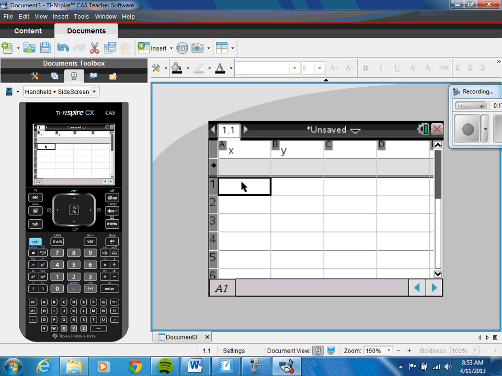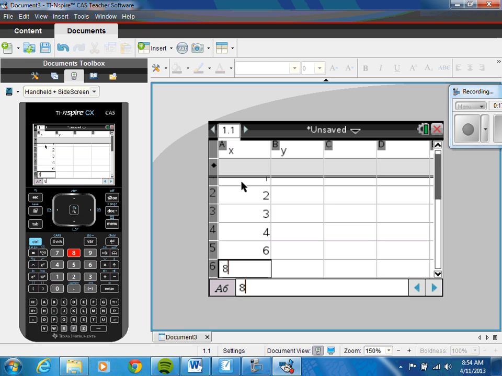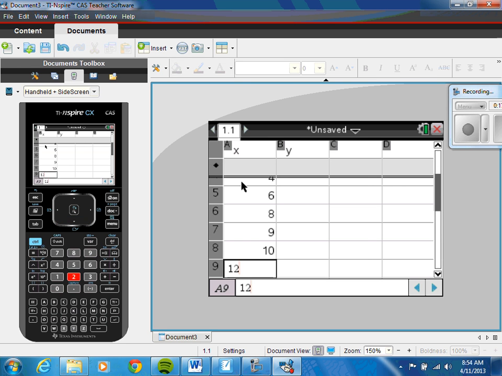Okay. Now, for your list of data for the X values, we have 1, 2, 3, 4. Then it jumps to 6, 8, 9, 10, and 12. Okay, you guys ready?